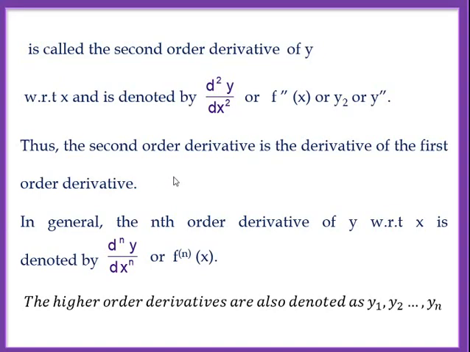Remember, (dy/dx) whole square is different from this. This is derivative of a derivative. And what is square of dy/dx? It is square of first order derivative. Now, in general, the nth order derivative of y with respect to x is denoted by dny by dxn or fn(x). Now the higher order derivatives are basically, or rather popularly, denoted by y1, y2, y3 up to yn. So yn is nothing but nth order derivative.